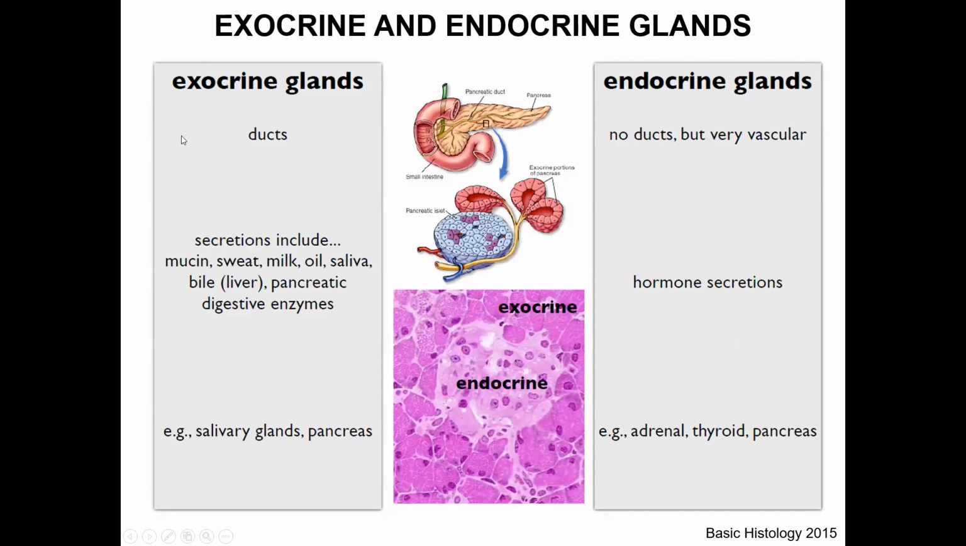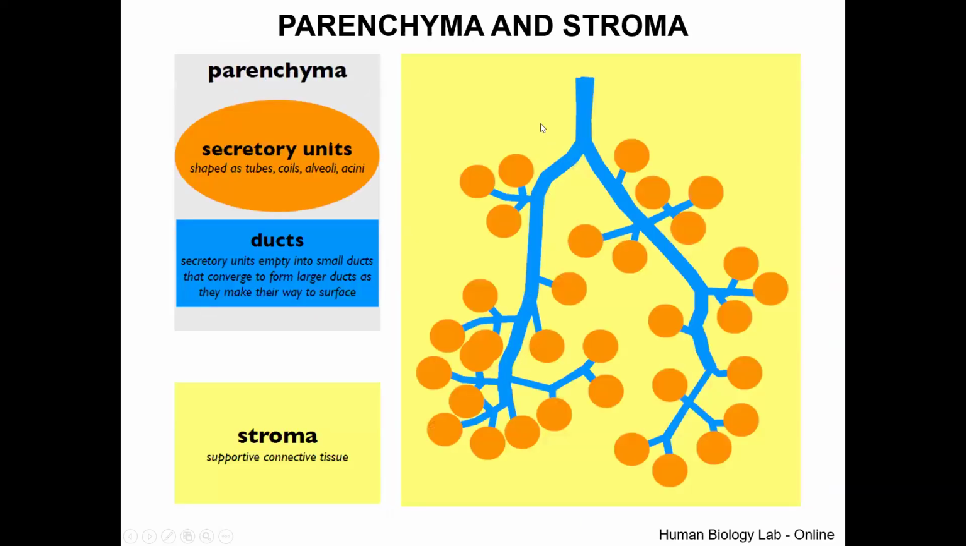The exocrine glands have ducts. The secretion is produced into a lumen that is at the center of a secretory unit, and the secretion is then pushed into ducts and delivered through ducts to the site that they have to reach. Examples are the salivary glands and also the pancreas. The pancreas is a mixed gland. It contains an exocrine part and an endocrine part.